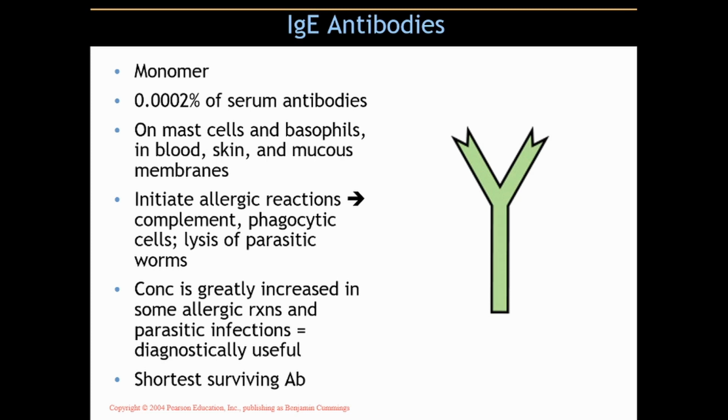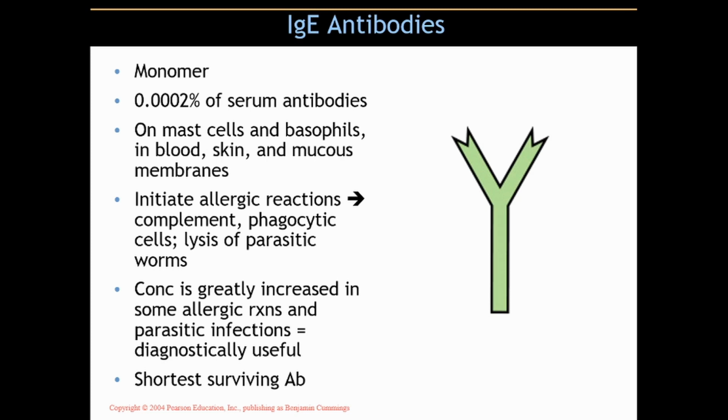The complement proteins are a system of proteins complementing the immune system, along with phagocytic cells and lysis of parasitic worms. So if you have a parasitic worm infection, your IgE antibody count is going to be quite high. I don't know if you're infected with a parasitic worm or not, but if you are, you will have a high level of IgE, because their concentration greatly increases during parasitic infections and allergic reactions as well, which makes them diagnostically useful.